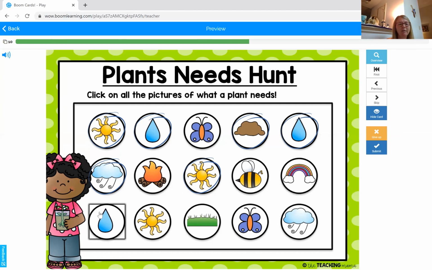Does a plant need water? Yes. And we know it needs sunlight to help grow. What about grass? No, we don't need grass for it to grow. What about a butterfly? No, we don't need a butterfly either. Air? Yes, we need air.